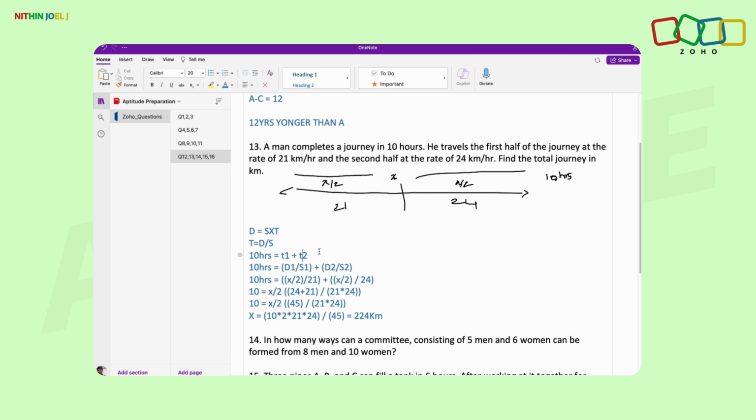They're just explaining that he completed the first half at 21 km per hour and the second half at 24 km per hour. So now 10 hours is equal to, we are just substituting the formula, d by s plus d by s, which is distance by speed and distance by speed, and substituting the values, we got the value as 224 km. So the total journey is 224 km over here.